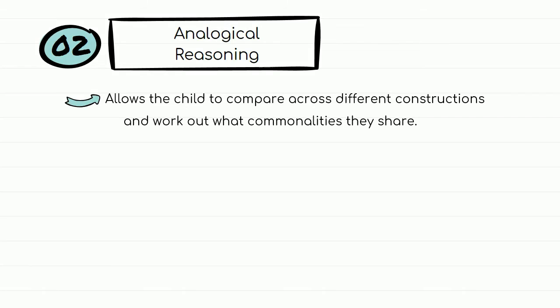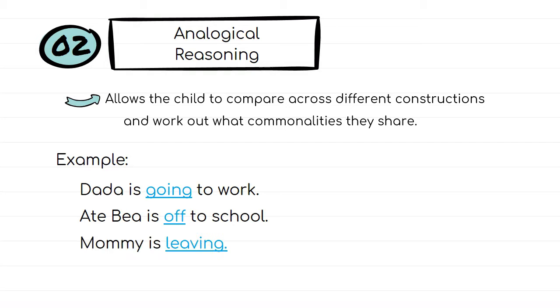The second is analogical reasoning. This allows the child to compare across different constructions and work out what commonalities they share. Example, we have the first sentence from the distributional analysis earlier, which is, Dada is going to work. Now, we know that the child knows that the word going is associated with the word leaving or walking away. Now, what if the child hears someone saying Ate Bea is off to work, and then he hears again Mommy is leaving? The word going, off, and leaving have different pronunciation, are far different from each other.